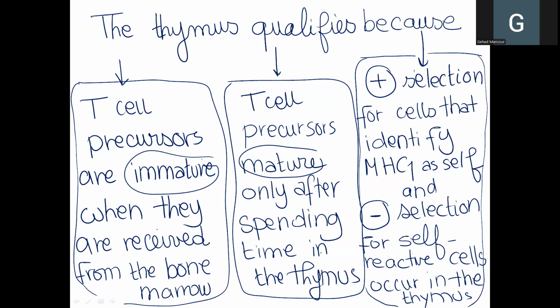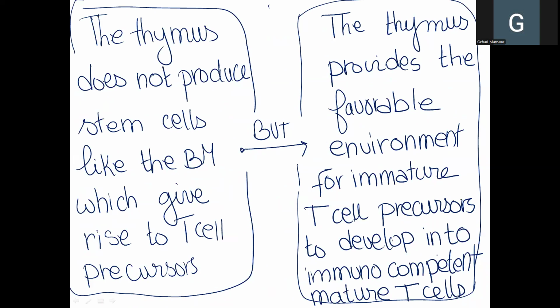And during that period of time, there will be positive selection for cells that can recognize the MHC1 molecules as self, or they are negatively selected and discarded and undergo apoptosis if they are overreactive against self cells, because in such a case, if they are released in the circulation, they could result in autoimmunity.